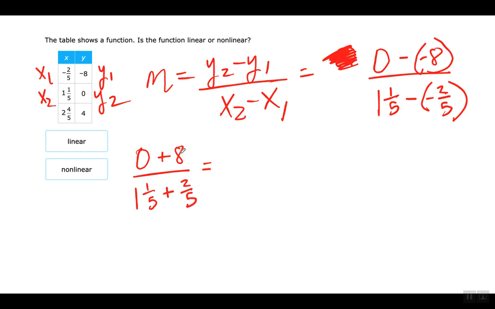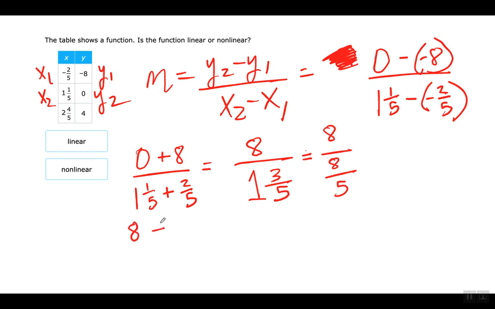All right, this one's actually pretty simple to do. 0 plus 8 is 8. And on the bottom, 1 over 5 plus 2 over 5 is 3 over 5. And the 1 stays. Okay, now I'm going to change the 1 and 3/5 to an improper fraction by doing 1 times 5 plus 3. And I keep the 5 on the bottom. Okay, now that's 8 divided by 8 over 5.